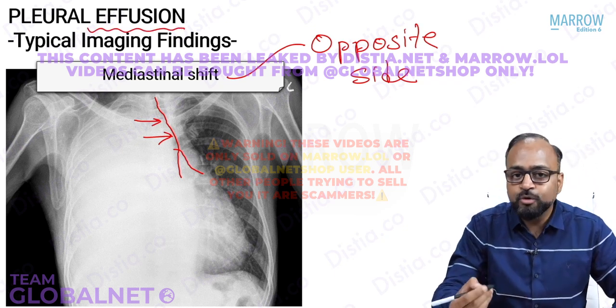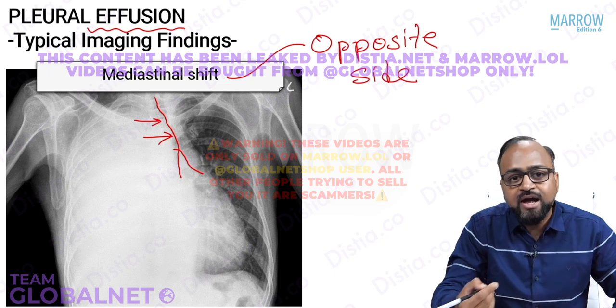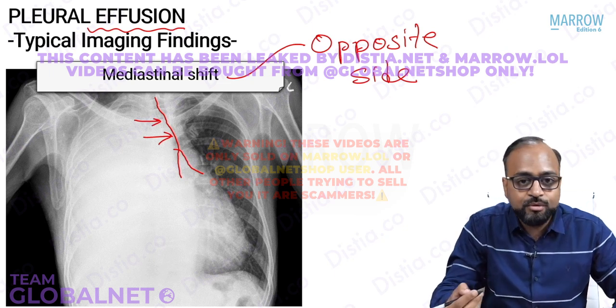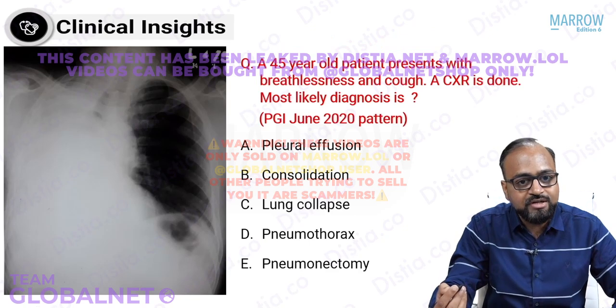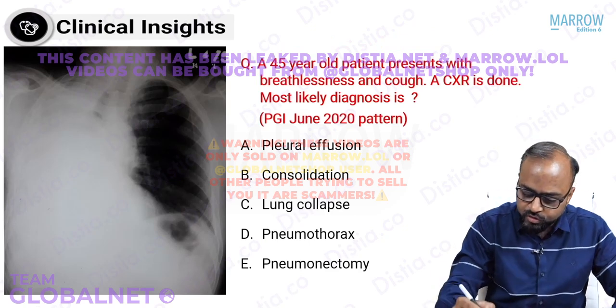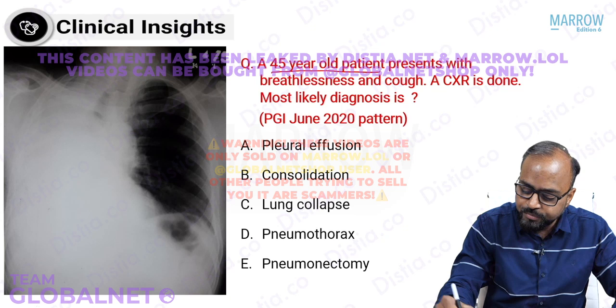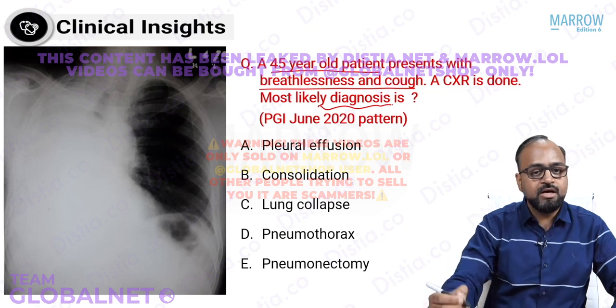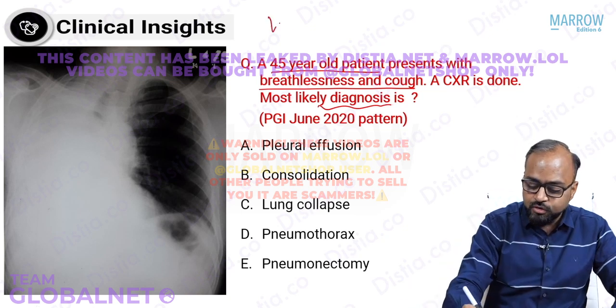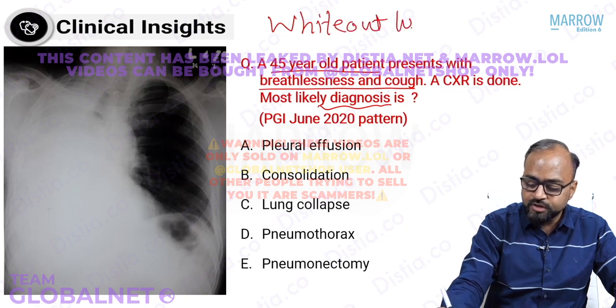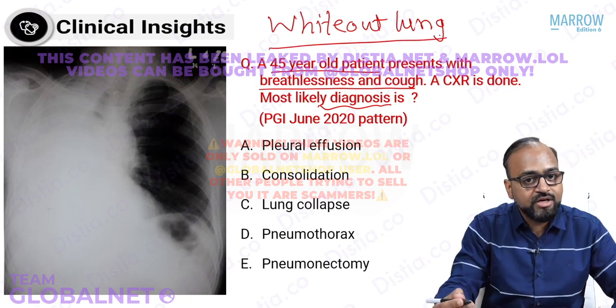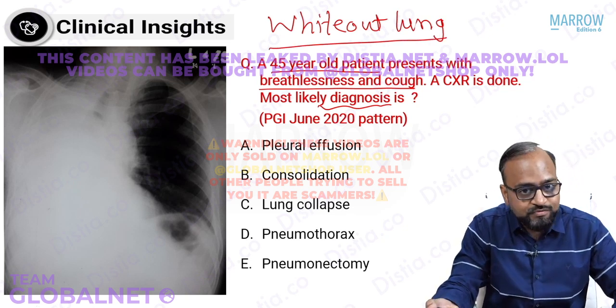Right? Now, I am going to give you a test radiograph and I want you to look at this radiograph and tell me what the underlying abnormality is. What is this? Look, a 45-year-old patient presents with breathlessness and cough. A chest x-ray is done here. What is the diagnosis? Now see here, this is a case of, again, white out lung, isn't it? Can you look at the radiograph and tell me that the entire right-sided hemithorax is appearing white or opaque? So this is white out lung.